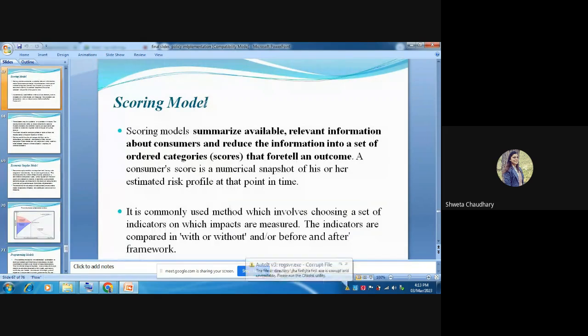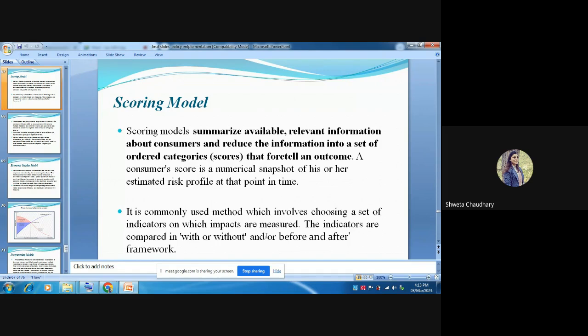Now the scoring method, the first one. The scoring method summarizes the available relevant information about the consumer and reduces the information into a set of ordered categories that foretell an outcome. It is a commonly used method which involves choosing a set of indicators on which impacts are measured, with and without, before and after. This is what the scoring method model is.